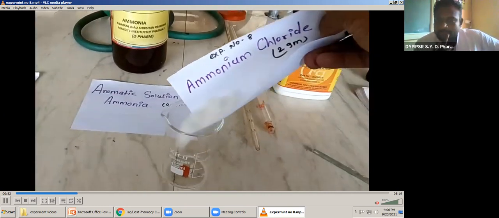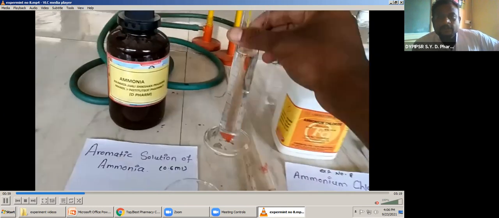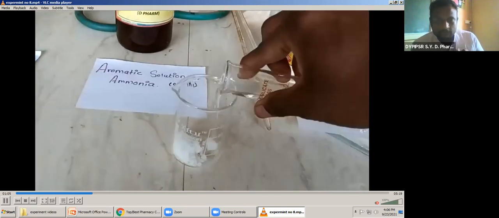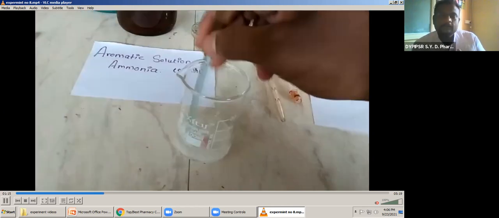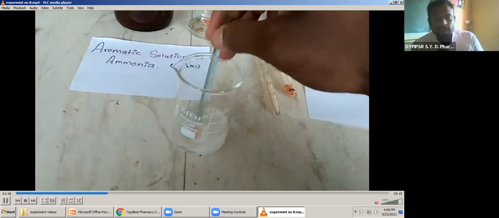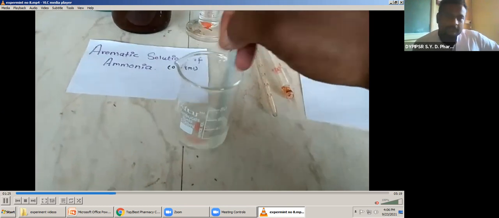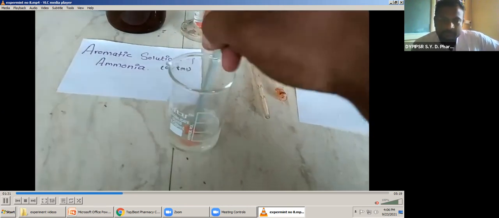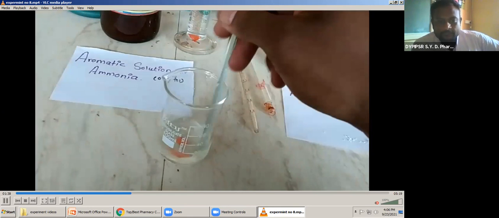We are going to take the beaker and add the ammonium chloride to the beaker. Then we are going to take the purified water, a little amount, to dissolve the ammonium chloride. Now with the help of the glass rod we are going to stir this solution. We have to stir till the ammonium chloride gets dissolved in the purified water. This is the process of mixing this particular ingredient. As you can see, the ammonium chloride is getting dissolved in the purified water with the help of the glass rod.